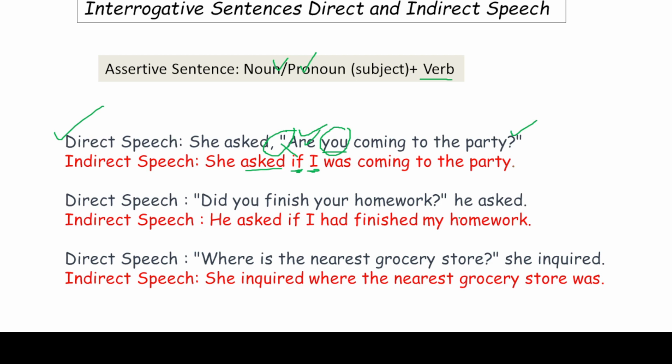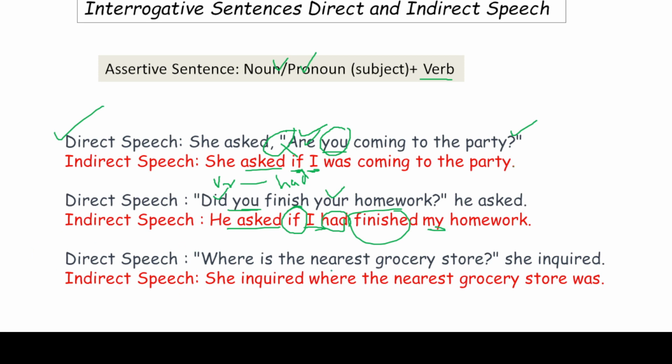Second, he asks, "Did you finish your homework?" Again same, he asked, remove commas and put "if". You, who are you here? He is asking me if I did, it is second verb form. So as I told you already, if you have been given did or second verb form, then you will have to use had. Then first verb form, had finished your homework, means my homework. That's it.